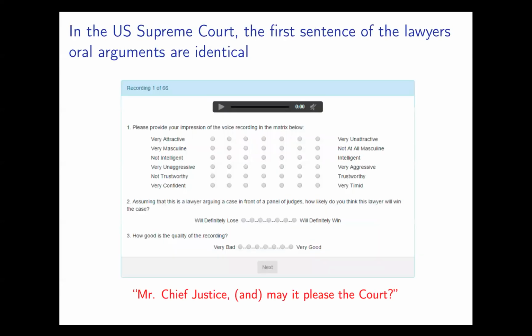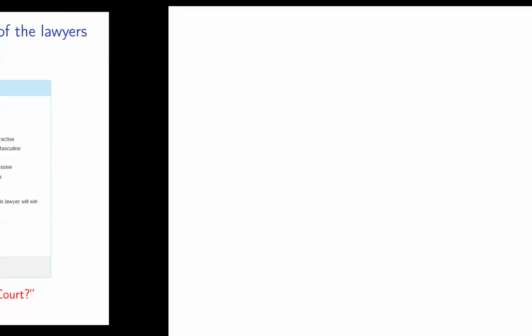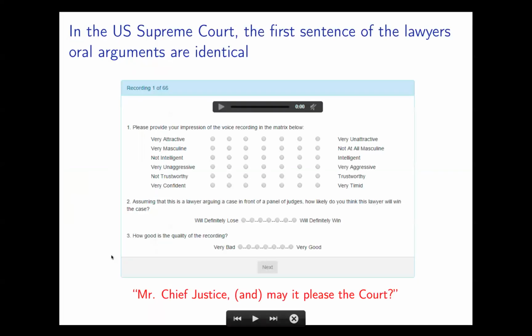In the Supreme Court, the first sentence of lawyers' oral arguments are identical. Mr. Chief Justice, and may it please the court.